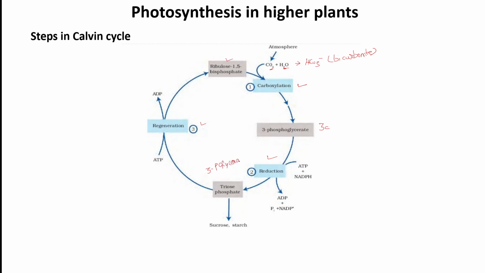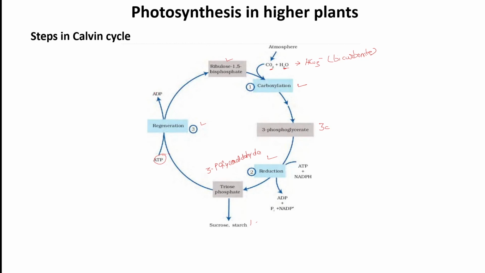3-phosphoglyceraldehyde is produced, which is again a 3-carbon compound, and it can be further converted into glucose, sucrose, or starch, depending upon the requirement of the plant. Now, some is utilized for the synthesis of sugar, and the remaining 3-phosphoglyceraldehyde goes into the regeneration step and regenerates RuBP, and in this process ATP is used and converted into ADP.